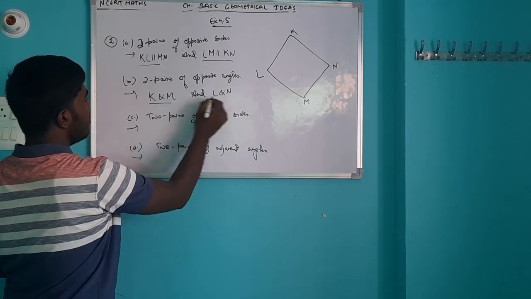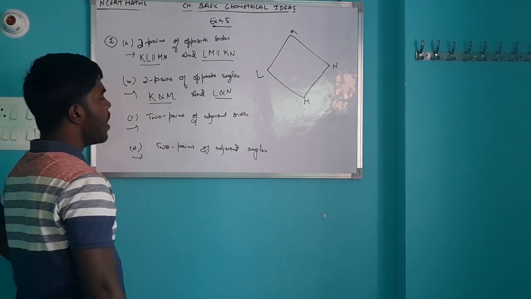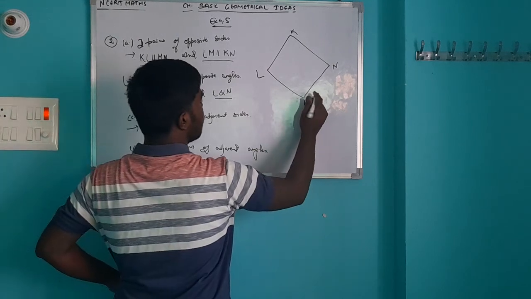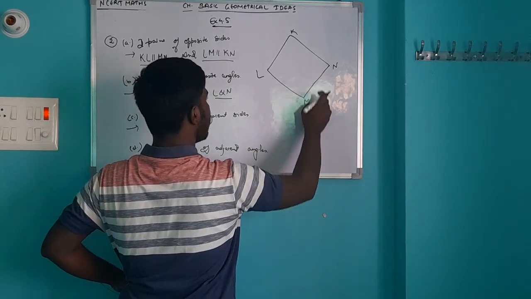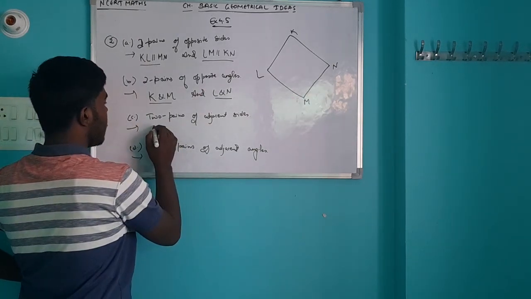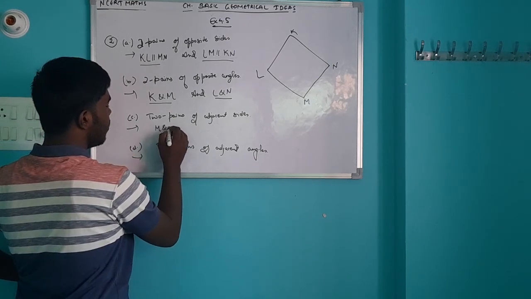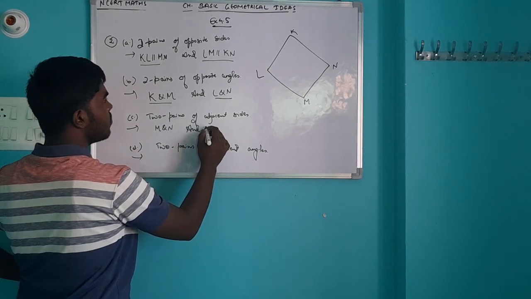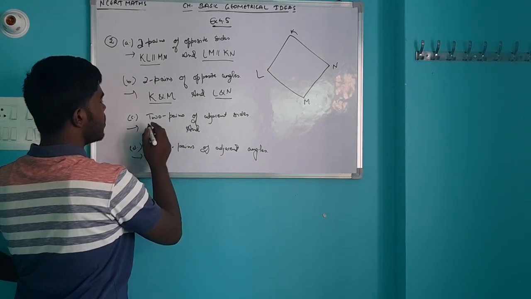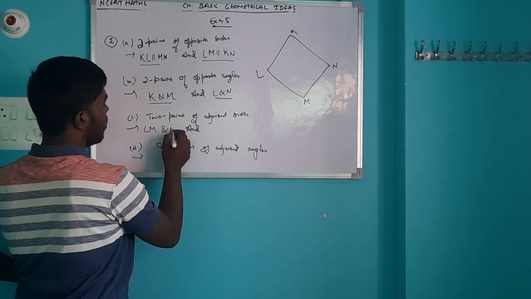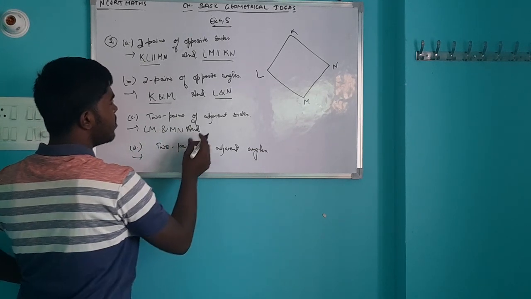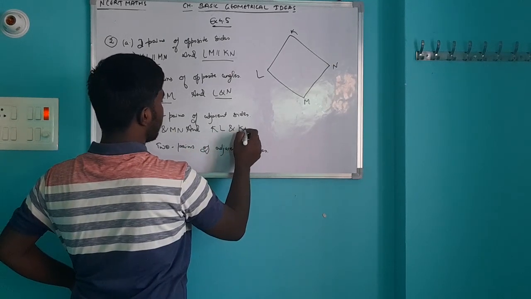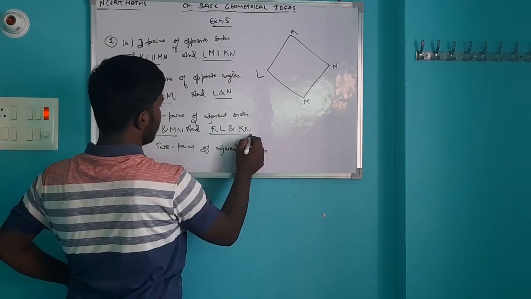So this is the first pair, this is the second pair. In C part we have two pairs of adjacent sides. Adjacent sides are the line segments that share an endpoint, like we have M and N, and it will be presented as LM and MN. So this is the first pair of lines, and the second pair will be KL and KN. So this is the first pair, this is the second pair.